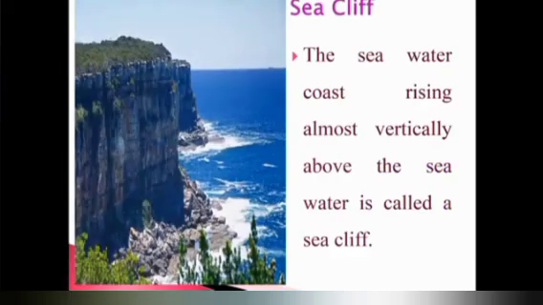Next, let's see about sea cliff. The seawater coast rising almost vertically above the seawater is called a sea cliff. Students, here we can see the picture of sea cliff. So what is meant by sea cliff? The seawater coast rising almost vertically above the seawater is called a sea cliff.